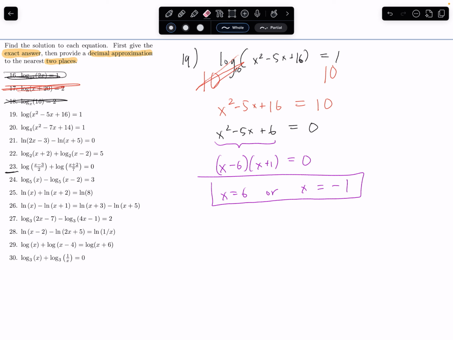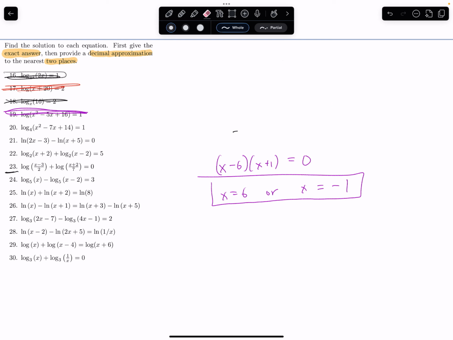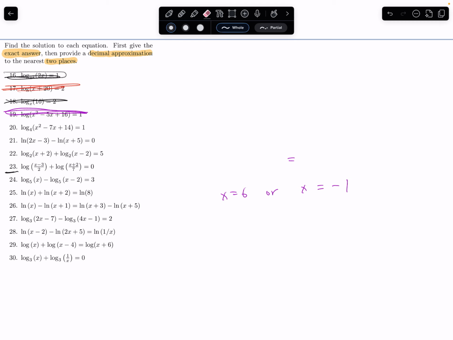And that looks terrible with those check marks. Okay. 19 done. Okay, next one.